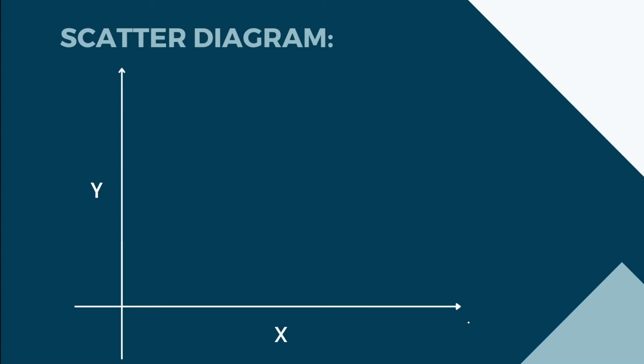Now we shall consider the next example. Suppose the pattern of points is like this. It means as one variable increases, the other variable decreases. It shows a negative correlation of high degree. So it is a high degree of negative correlation.